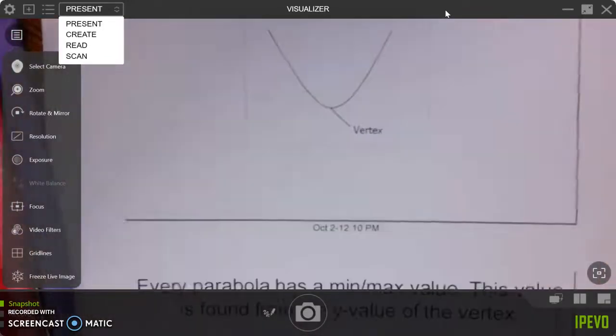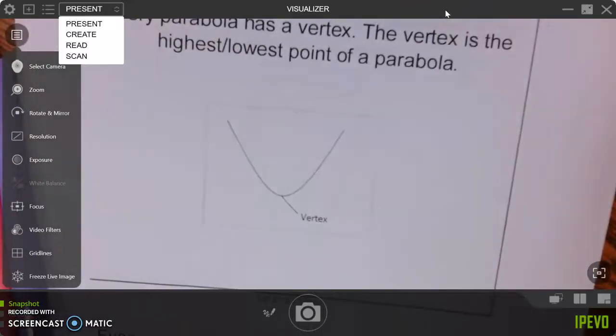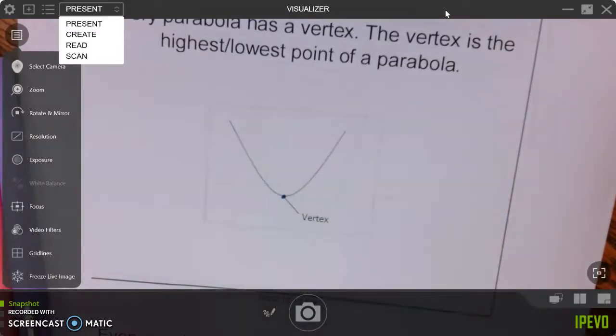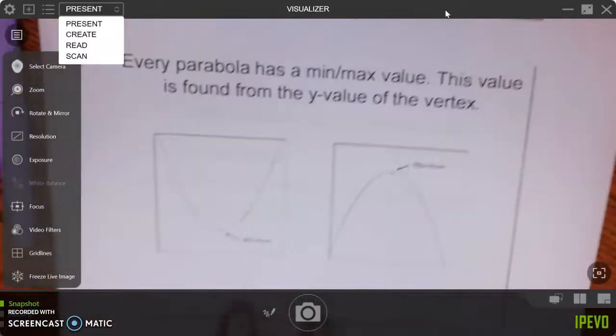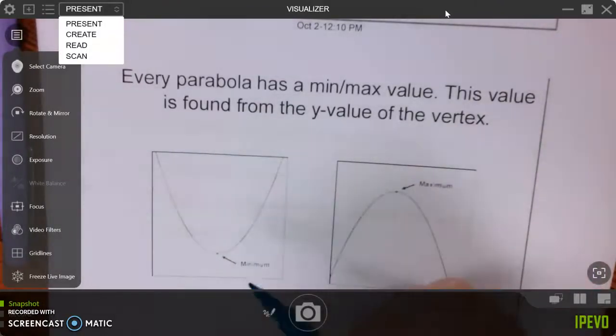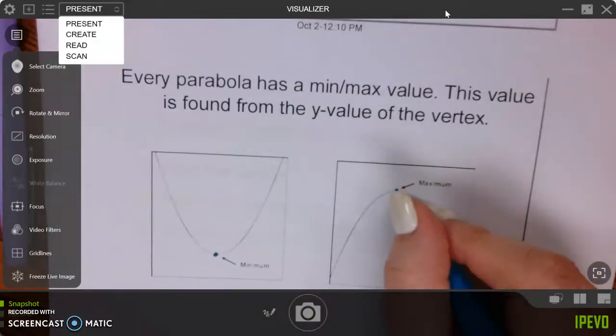So every parabola has a vertex. This is either the highest or the lowest point on that parabola. So this one, the vertex would be here. And then every parabola has a minimum or a maximum value depending on how the graph opens. If it opens up, you're going to have a minimum. If it opens down, you're going to have a maximum.